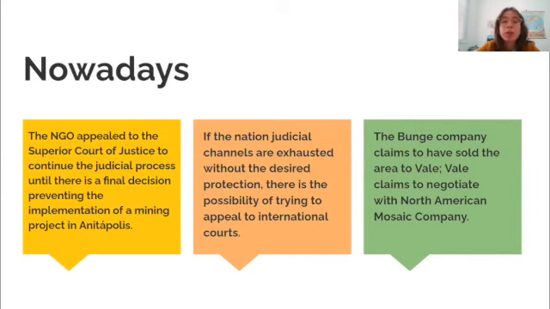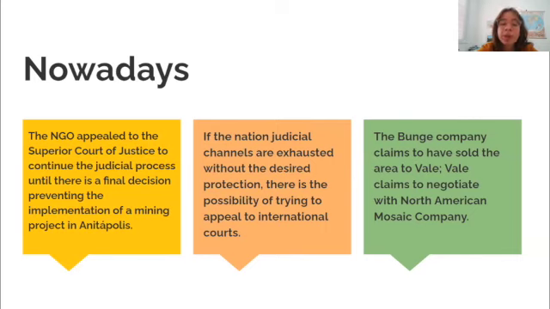In a conversation, the lawyer Eduardo Moreira stated that the immediate goals are the reversal of the decision to dismiss the case without resolving the merits, or if not reversed, the filing of a popular action, besides conducting public hearings before the final judgment on the merits. Furthermore, if the national judicial avenues are exhausted without the desired protection, there is the possibility of appealing to international courts.